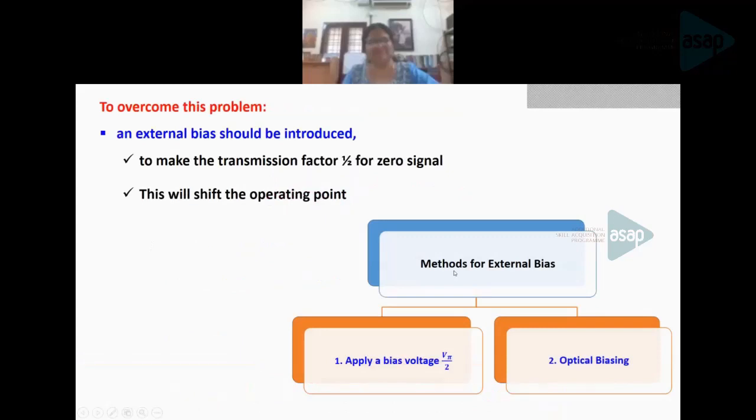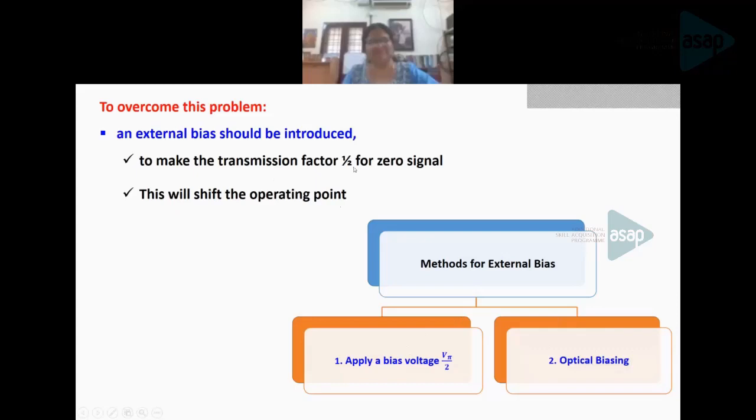But here, just think about the half voltage of the KDP crystal. It was 8.3 kilovolt, we have already calculated. So we would have to apply some 4.115 kilovolt for this external bias. That is not practically possible. So we have to select the second option, that is optical biasing, to make the transmission factor half for the zero signal.